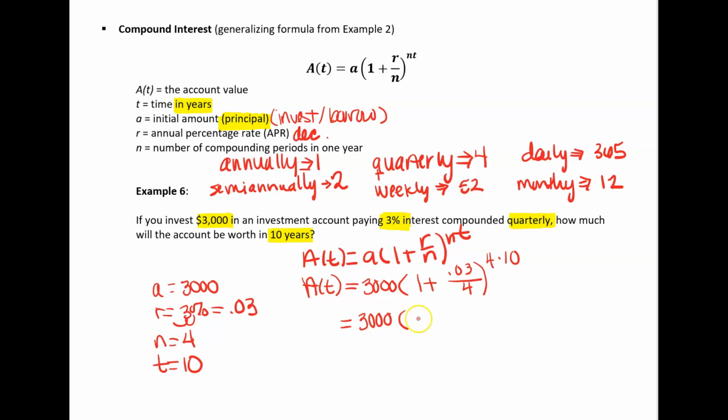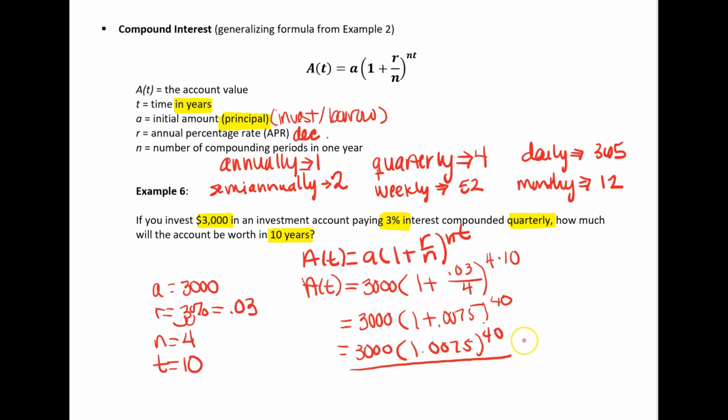And so let's see, that would be 1 plus 4 times 10, which would be 40. I'm going to take that 0.03 and divide it by 4. So 0.03 divided by 4 gives me 0.0075. So that would be 3,000 times 1.0075 to the 40th.